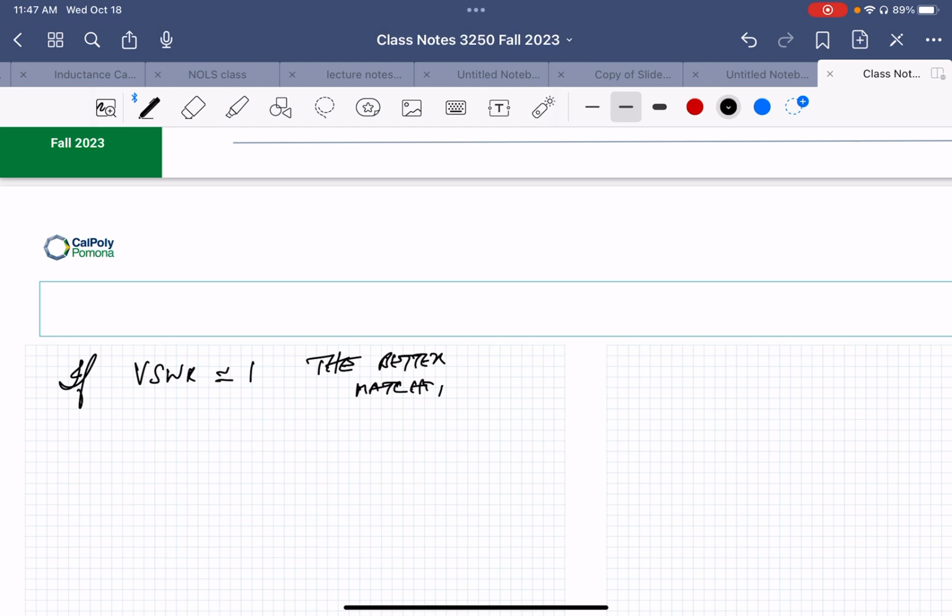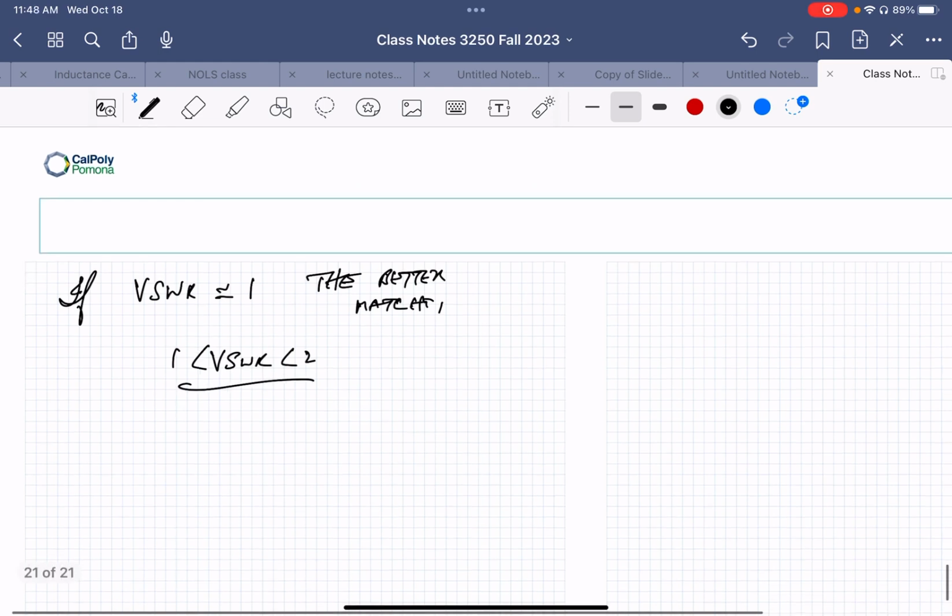Okay, and it just really depends. I guess you're never going to get exactly one, but it depends on what your rule of thumb is. I think in practice, you're going to have a voltage standing wave ratio between one and two, and it really comes down to how good of a job the manufacturer did to control that.